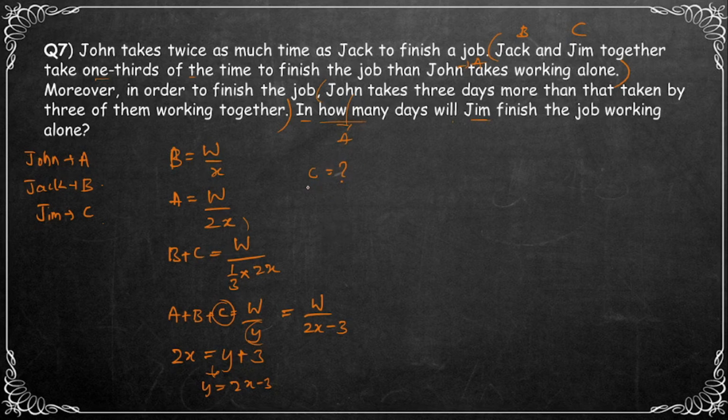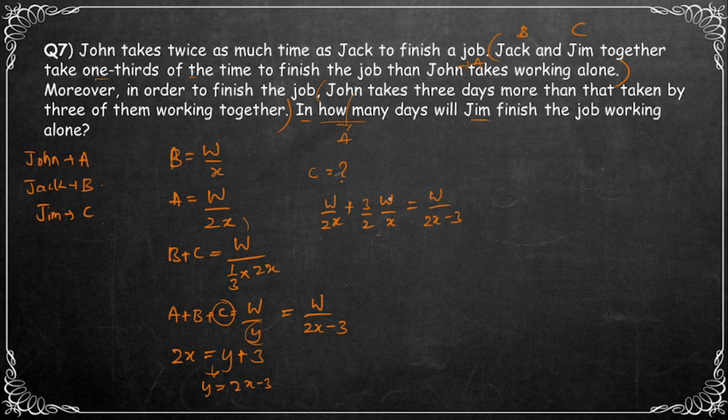Now, in order to find C, we need to find B. In order to find B, we need to find X. Correct? So in this equation, we'll substitute all the values and try to find X. So A is w by 2x. Now B plus C is 3 by 2 into w by x, which is equal to w by 2x minus 3.